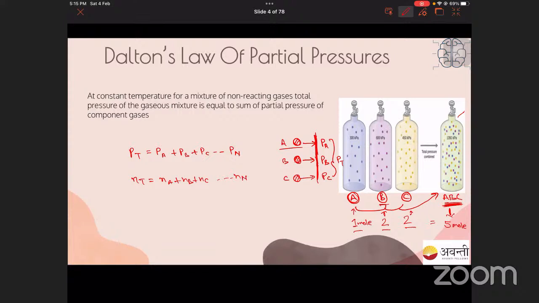Clear, everyone, with Dalton's law of partial pressure? If you have any doubts, you can raise your hand. If you're clear, I'll be moving to the next slide.